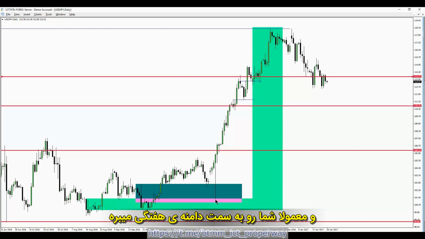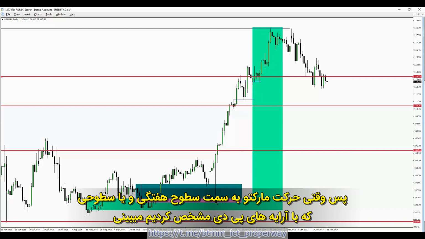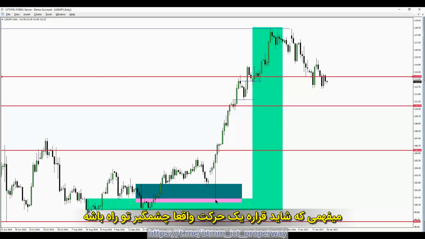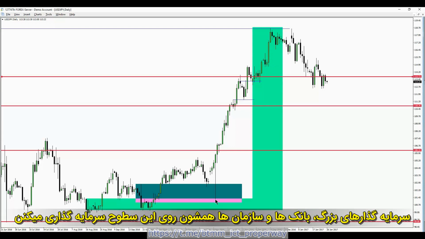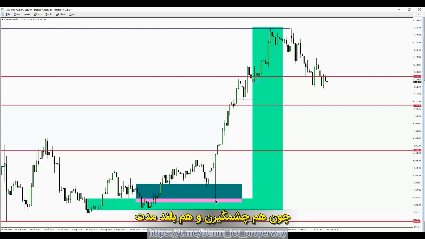weekly ranges. So when you see the market move into the weekly objectives or the levels that we identify with these PD arrays, then you'll know that you're probably going to have a really significant price move because of the weekly level. Those large funds, banks, and institutions are all going to dogpile on those levels because they're significant and long-term, and they're poised to make moves like this.